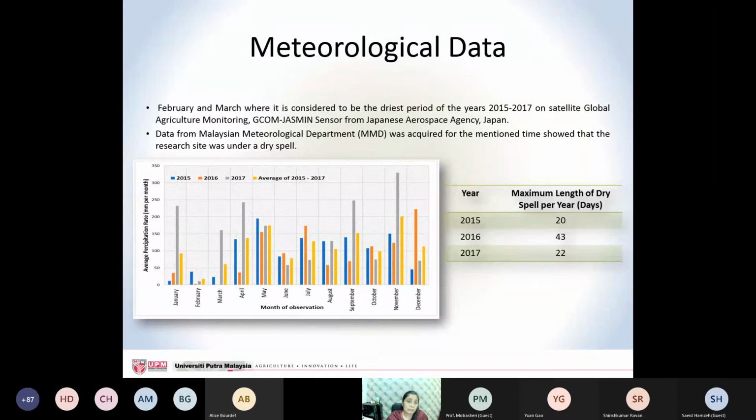If we use the Malaysian Meteorological Department data, we can see the dry spell in 2016 had 43 days with no rain day by day, about 20 days in 2015, and 22 days in 2017.